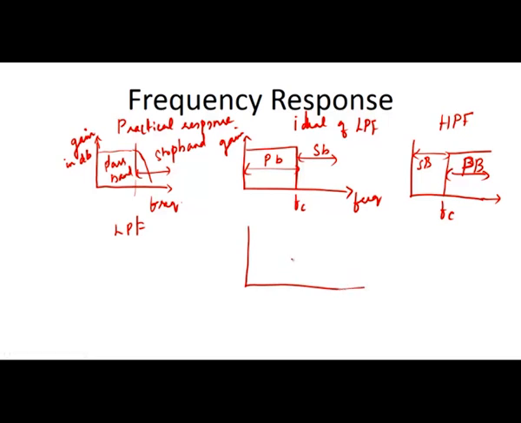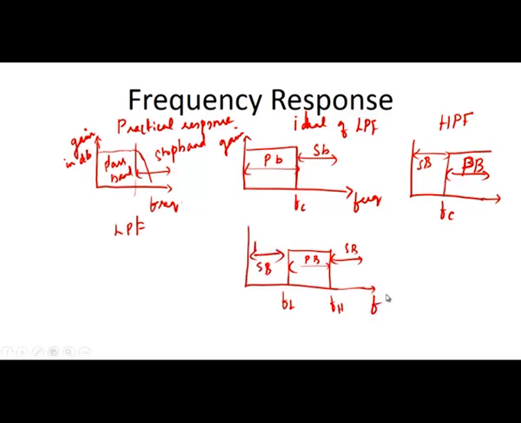In the band pass filter, say this is the lower cutoff frequency, this is the higher cutoff frequency, and this band is the pass band, and these are the stop bands.